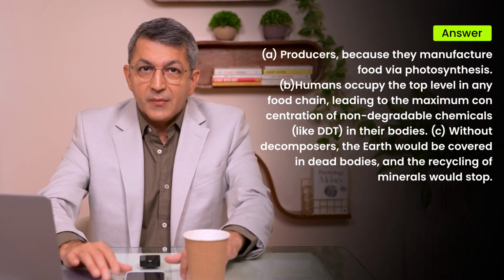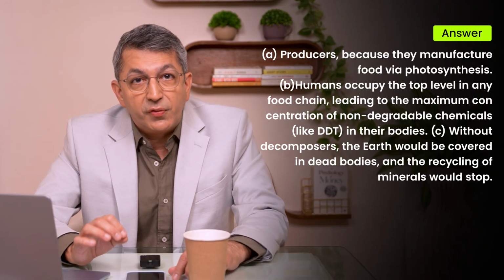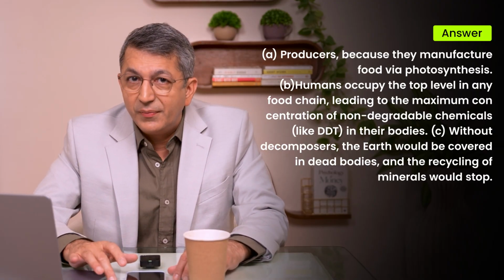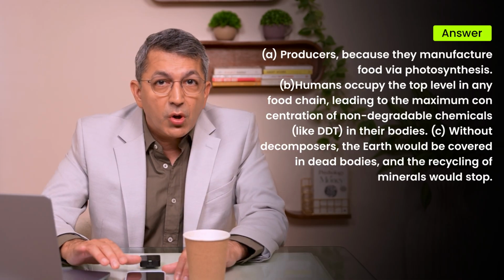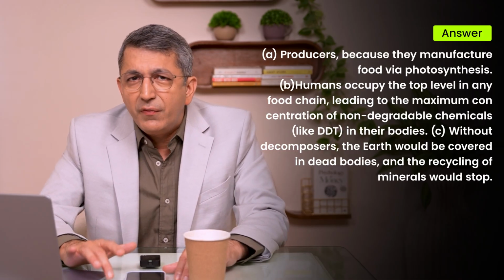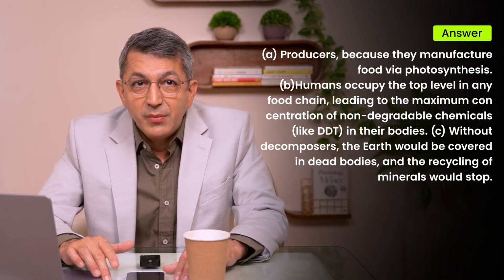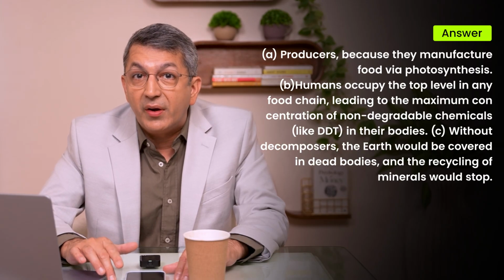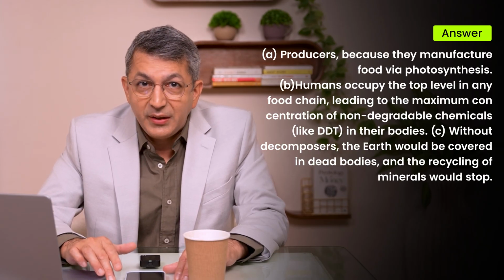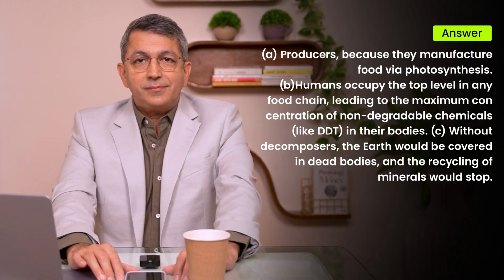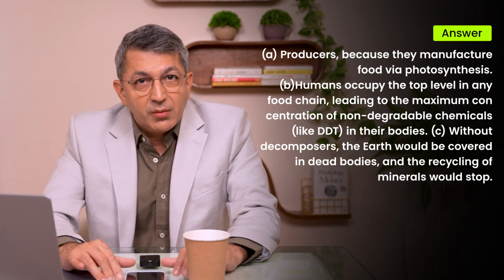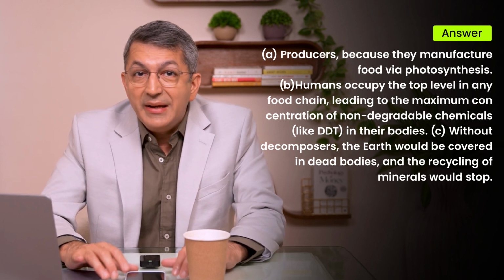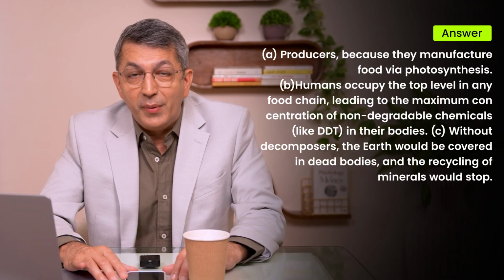Answer A. Producers, because they manufacture food via photosynthesis. B. Humans occupy the top level in any food chain, leading to the maximum concentration of non-degradable chemicals like DDT in their bodies. C. Without decomposers, the earth would be covered in dead bodies and the recycling of minerals would stop.